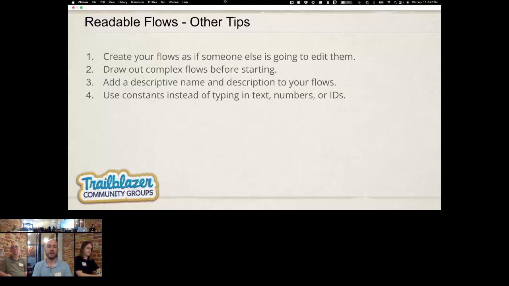Add a descriptive name and a description to your flows. That helps when you're on the flow list view trying to figure out what each of them does. And then use constants instead of typing in text, numbers, or IDs. I know in general we want to avoid IDs, but I have one client that creates a bunch of tasks and we use the user ID as the owner ID so that we don't have to have a get records to search the user every single time we want to create a task.